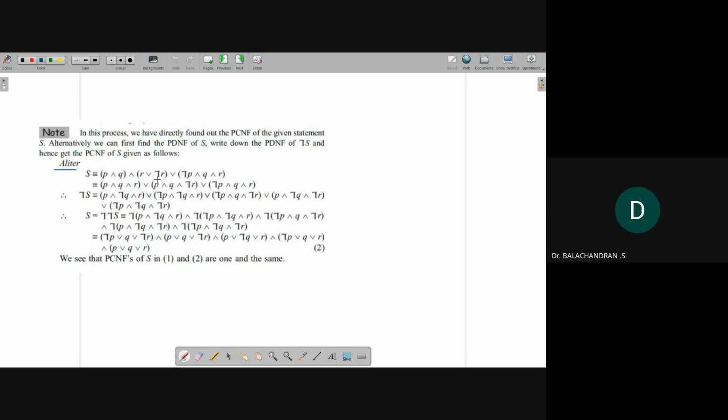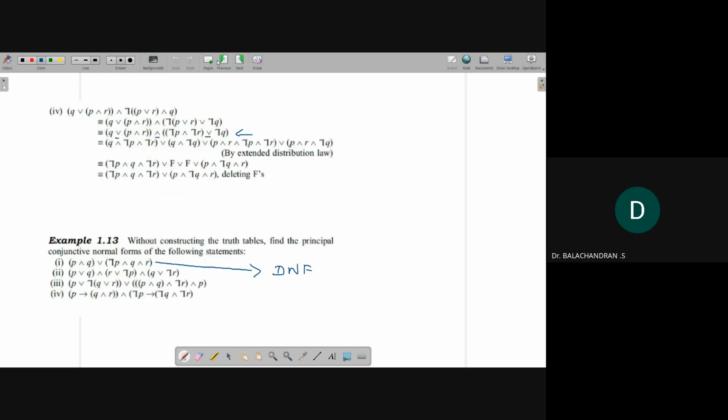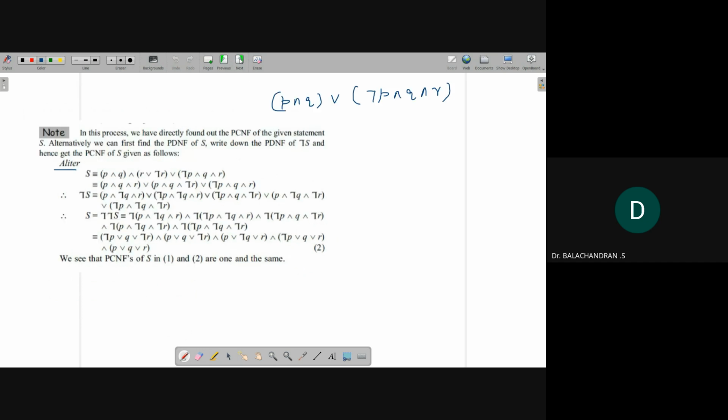P and Q and T. So instead of T, they are writing what? What is missing? R or negation R. And the second term. So the original problem is what? P and Q and R, or negation P and Q and R. So this is the original problem. Now here, instead of P and Q, I am writing and T. Instead of T, I am replacing R or negation R.